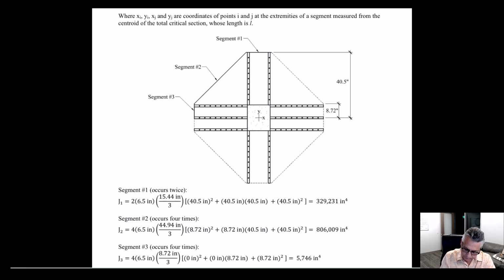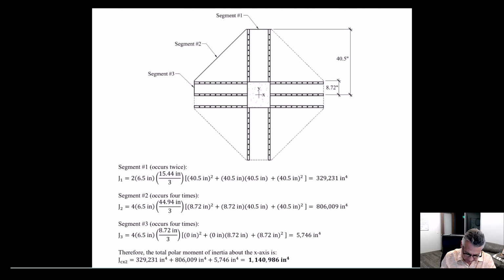Segment one. Okay, we're going to add up. The nice thing is we're able to calculate the contribution of each one of these segments. Segment one, segment two, segment three. We're going to calculate them each individually, and we get to add everything up. Pretty easy. Segment one occurs twice. It occurs here, and it occurs here. So that's why there's a 2.